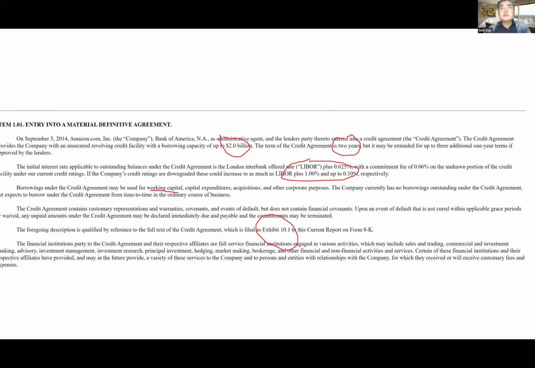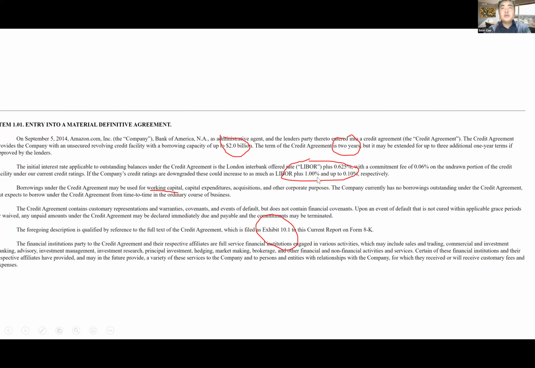That's enough for you guys, right? That's enough for everyone. That's $2 billion. And how about the period, the duration? 2 years, but it can be extended for additional 1 year, 3 additional years. You can see this is a loan contract summary.